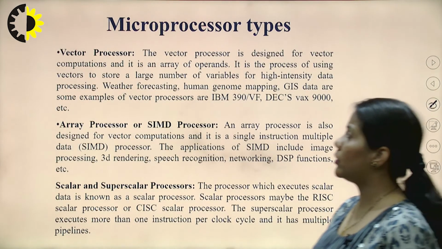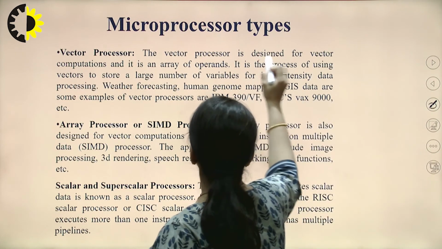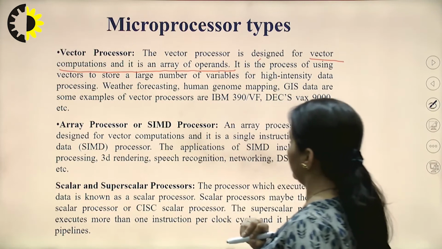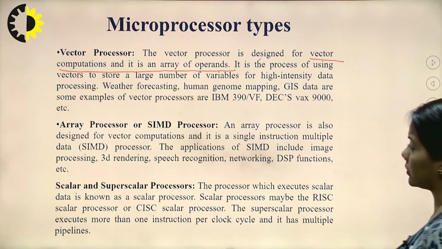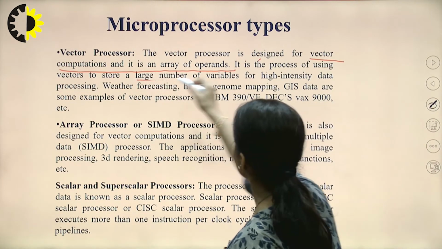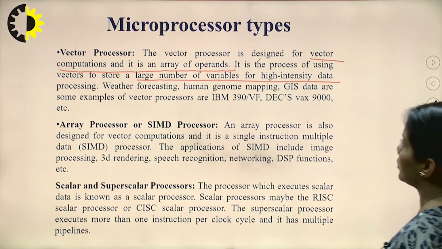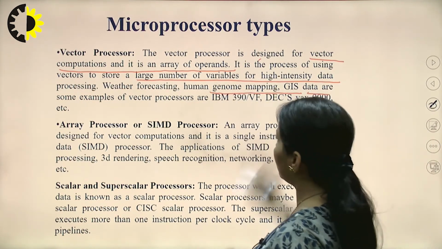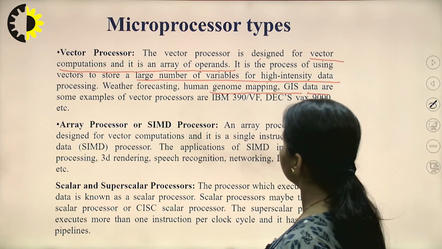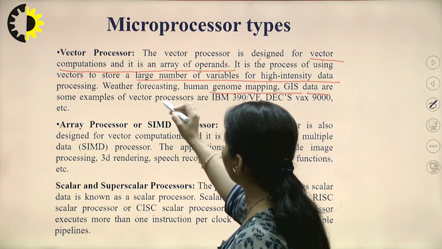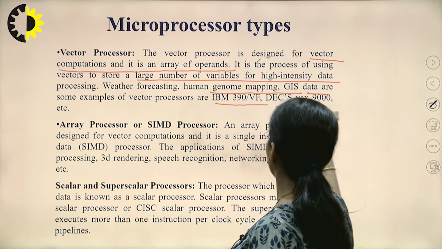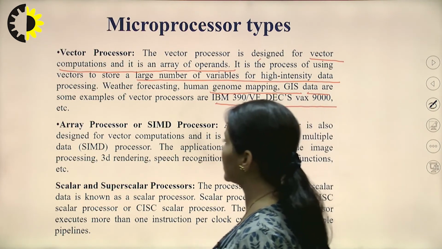When we talk about the vector processors, they are designed for vector computations, and a vector is an array of operands. It is the process of using vectors to store a large number of variables for high intensity data processing. A few examples are genome mapping and GIS data. Some vector processors are the IBM 390 and the VAX 9000, etc.